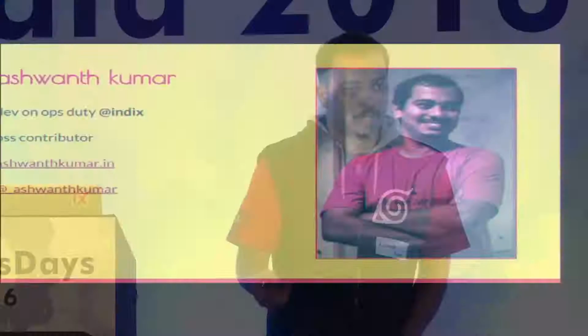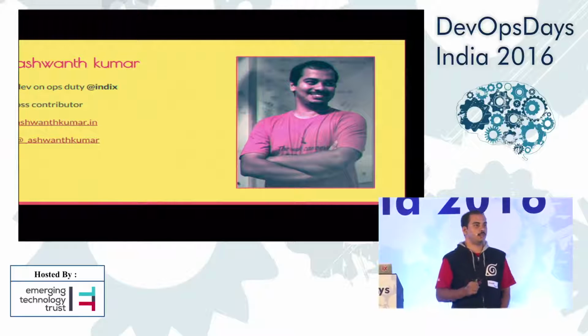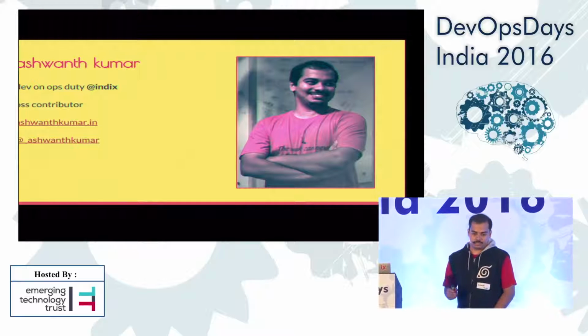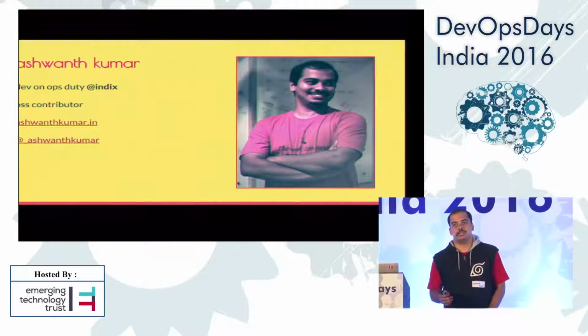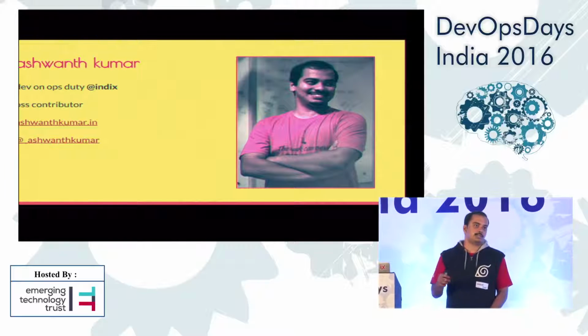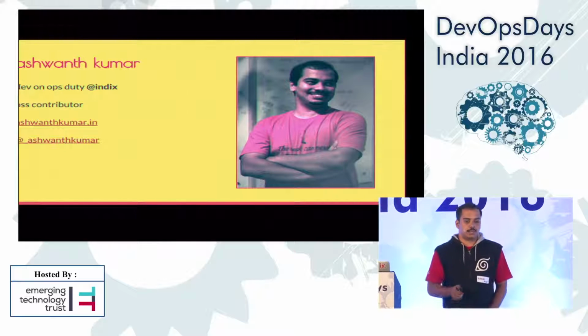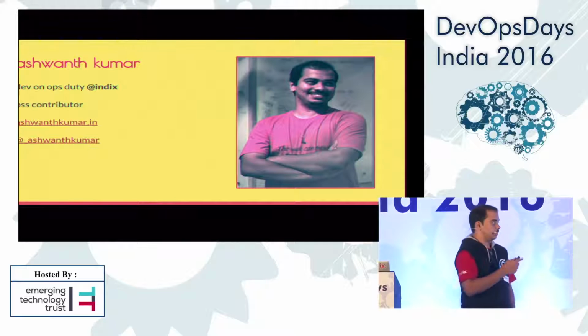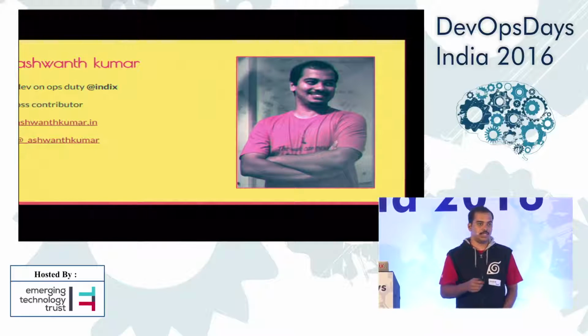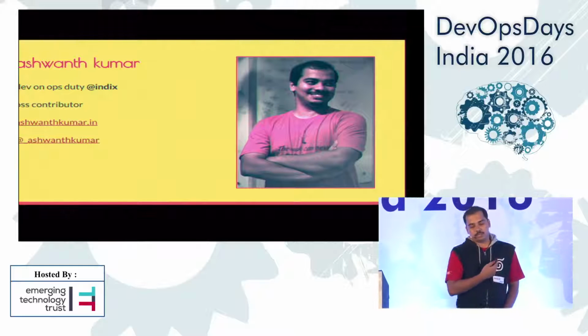A little bit about me. I would like to call myself a developer on ops duty. Working at Index, I was one of the first 5 engineers to join, so I got a chance to work across the board: building systems, managing the systems, setting up the infrastructure and all that. I contribute to OSS quite a lot. That's the link where you can find all my scrap code with Apache 2 license, and you can contact me on Twitter using that handle.